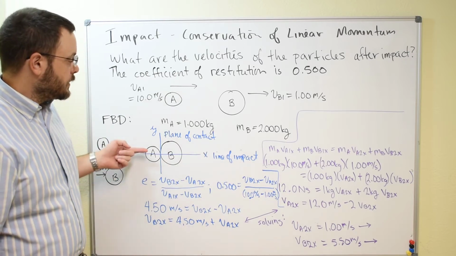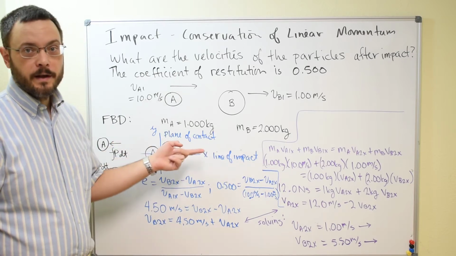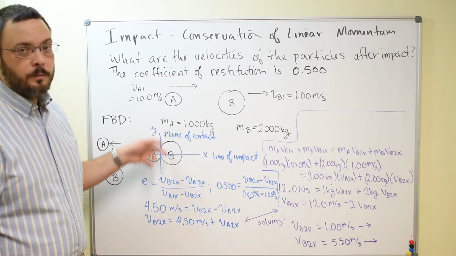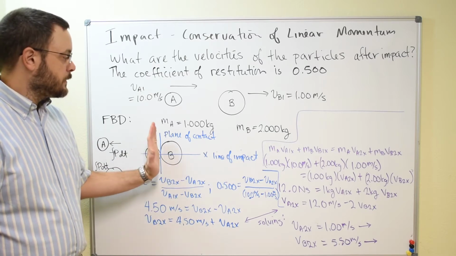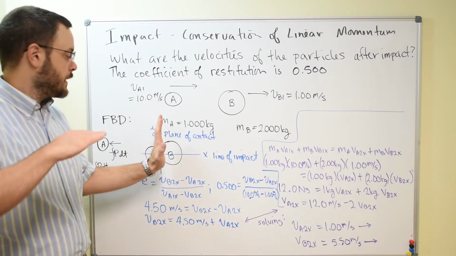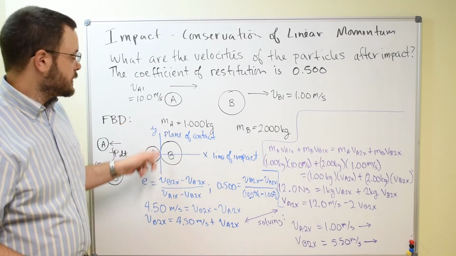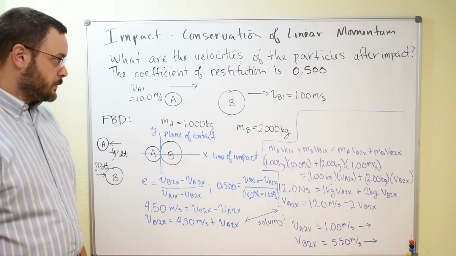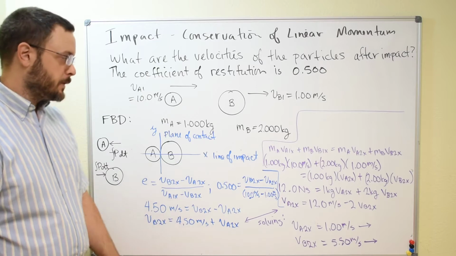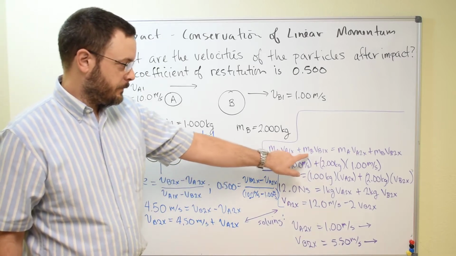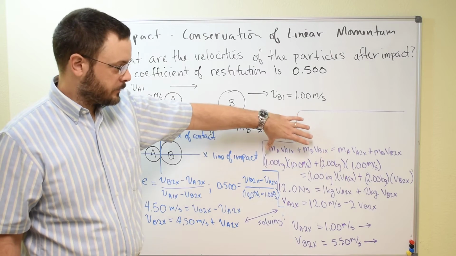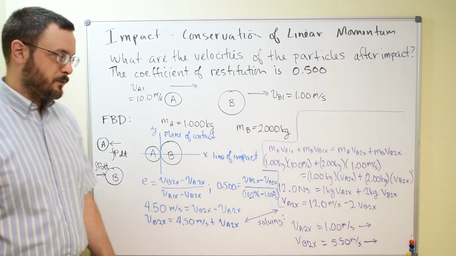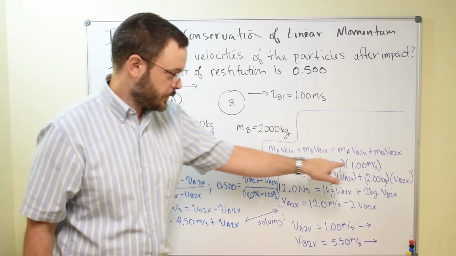You'll notice that the velocities are all moving along the line of impact, and that there is no motion in the y-axis. The plane of contact is actually a plane, but we're looking at it from the side so that it forms just a single y-axis. So everything's in x, and we'll do our conservation of linear momentum. The mass of A times the velocity of A, plus the mass of B times the velocity of B initial, has to equal the mass of A times the velocity of A, plus the mass of B times the velocity of B final. So we plug in all our initial quantities.